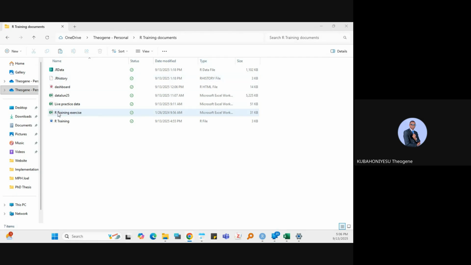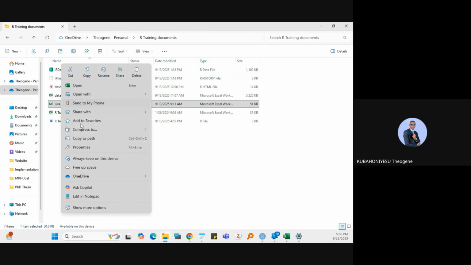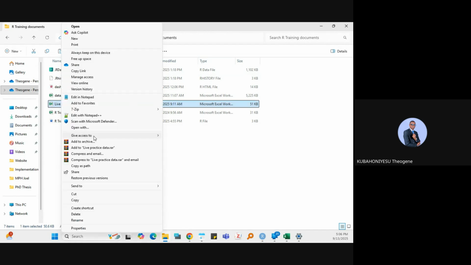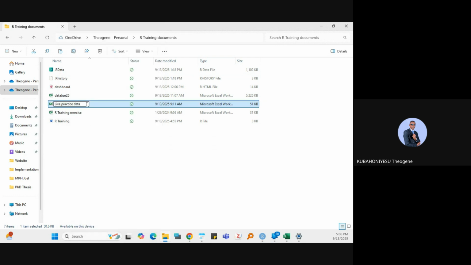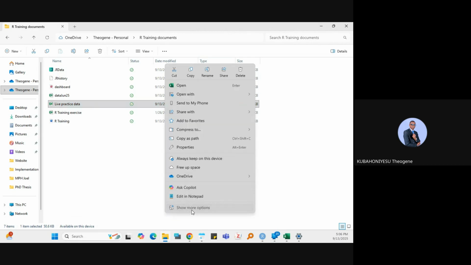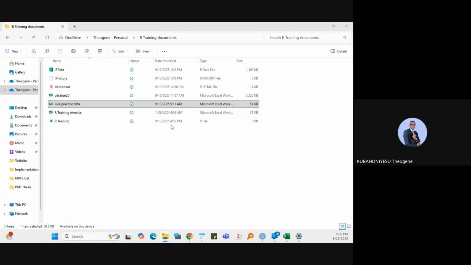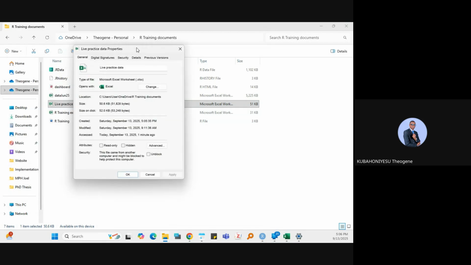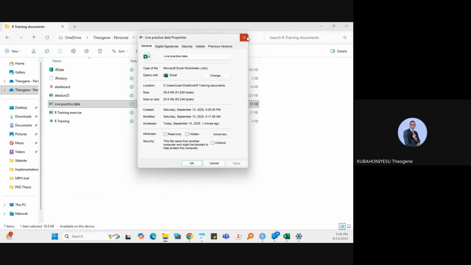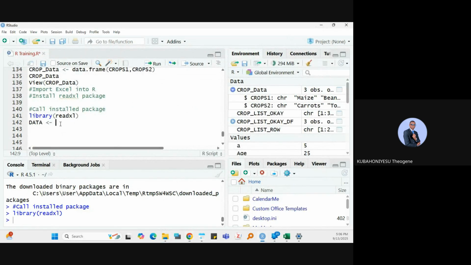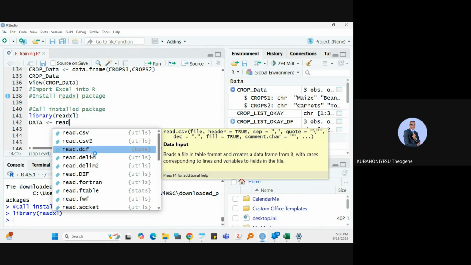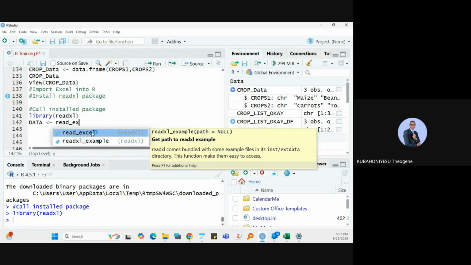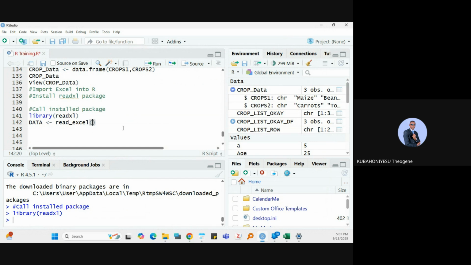Okay. So let us bring this live practice data. Copy the name of this file, because I don't want you to struggle writing it here. So the function is called read underscore excel. And then we specify which file. The file is called live data dot xlsx.